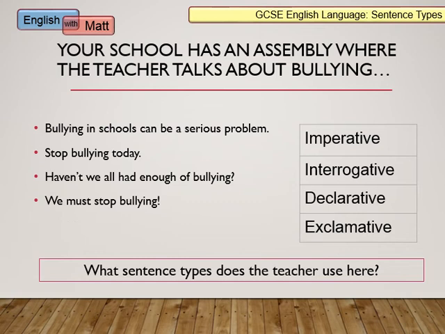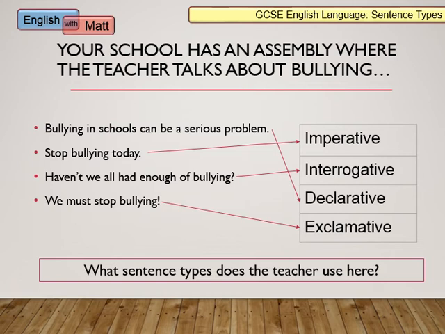Give you another example. Your school has an assembly where the teacher talks about bullying, and the message of the assembly is that bullying is a very, very bad thing, and the school is better without it. So again, have a go at putting these sentences into the correct category, and then you will be shown the answers.